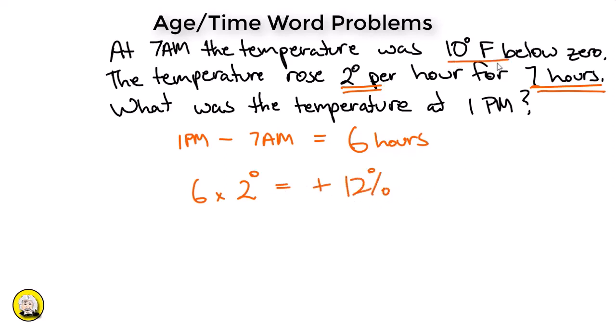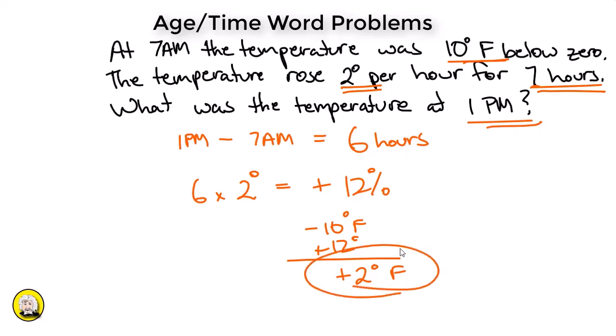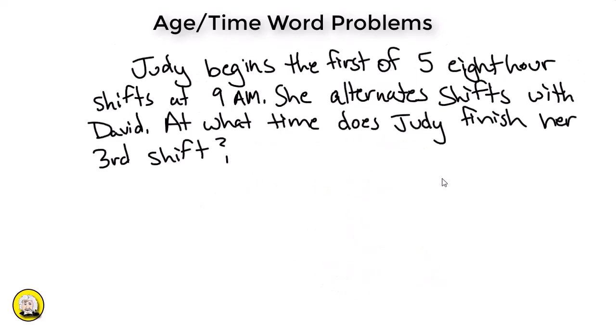And our starting point at 7 a.m. was minus 10 degrees Fahrenheit. So I'll have minus 10 degrees Fahrenheit plus 12 degrees equals plus 2 degrees Fahrenheit. So the temperature at 1 p.m. is 2 degrees Fahrenheit. Judy begins the first of 5 8-hour shifts at 9 a.m.